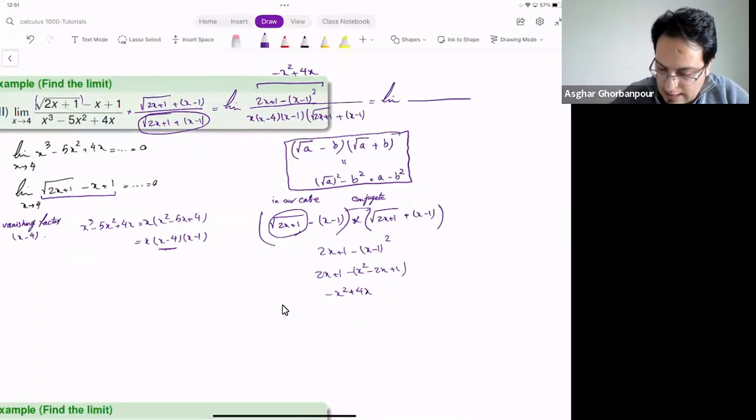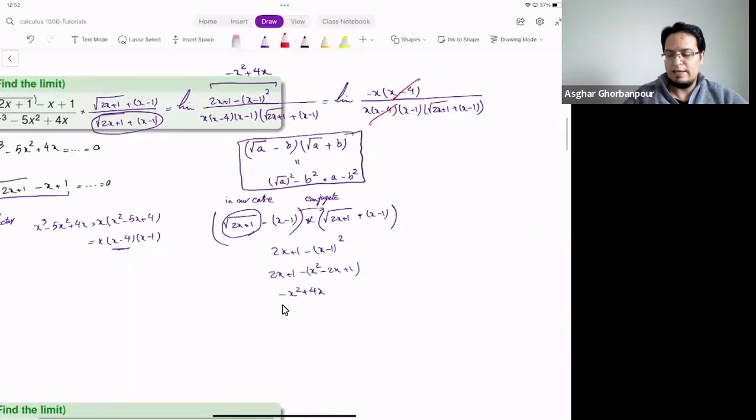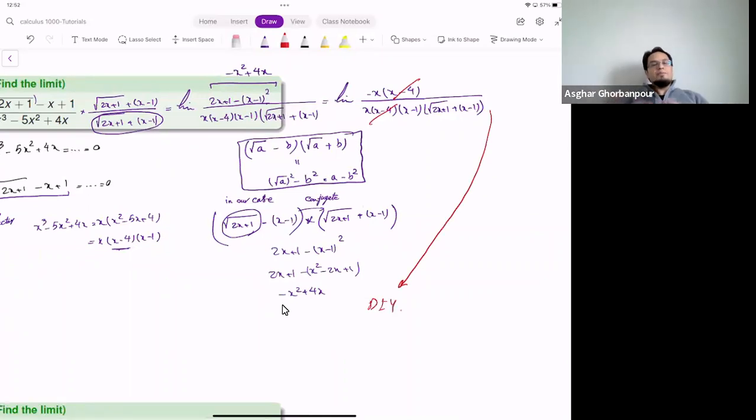This guy will be minus x. I factored this. This will be x minus 4, and x minus 4, x minus 1, 2x plus 1 plus x minus 1. Then we have the vanishing factor. This guy cancels, and you can continue now from here. Do it yourself. I'll leave it there because now if you compute the limit of numerator, you will notice that the limit of denominator is not 0. So use a quotient law.